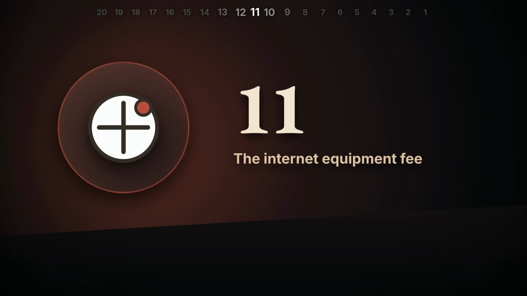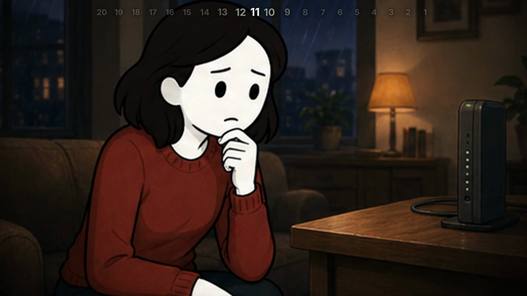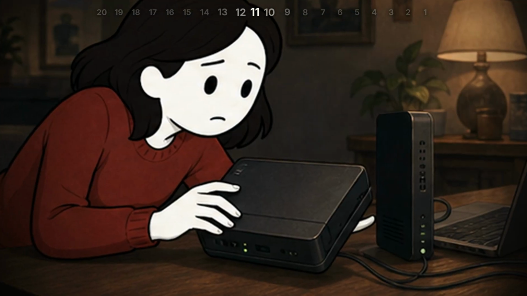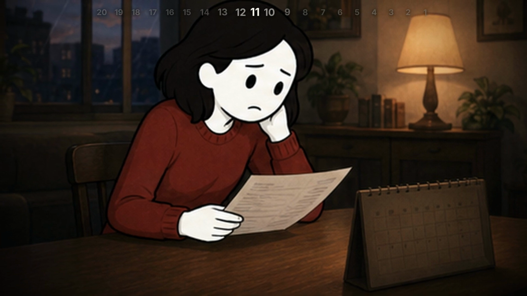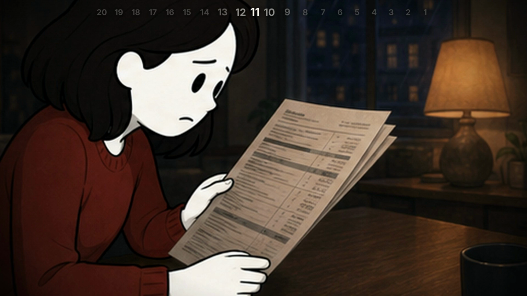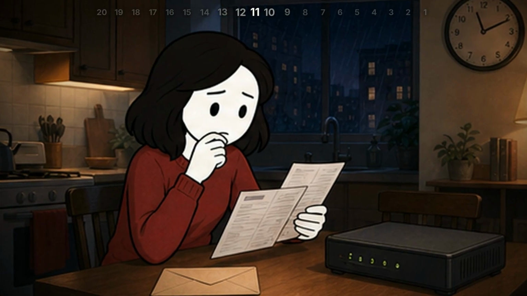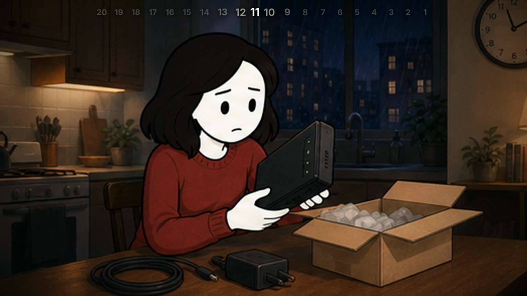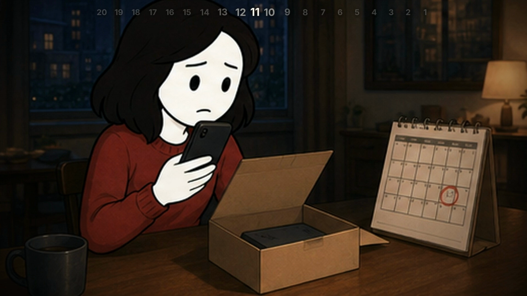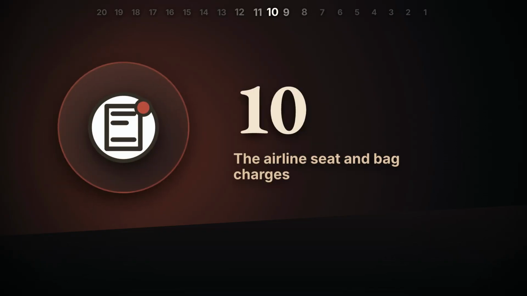Number 11 can keep charging for a device you stopped thinking about. Number 11, the internet equipment fee. Your internet price can include a separate monthly charge for a modem, router, or other equipment. A discount may also expire while that equipment fee remains. The broadband label and monthly bill can separate the base service from recurring extras. Check whether the device belongs to you or the provider and whether returning it is required after cancellation. Missing return deadlines can create another charge. Number 10, the airline seat and bag charges.